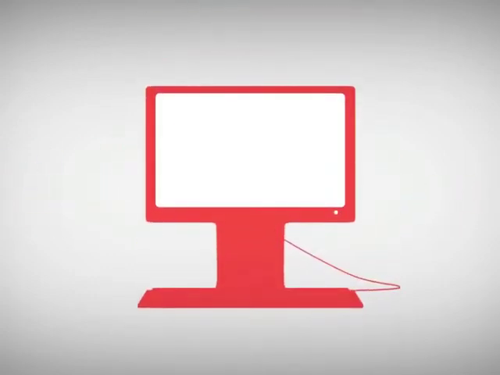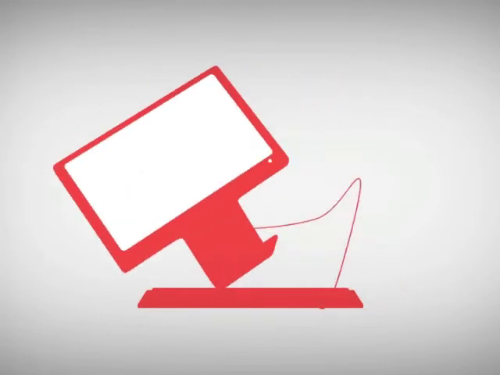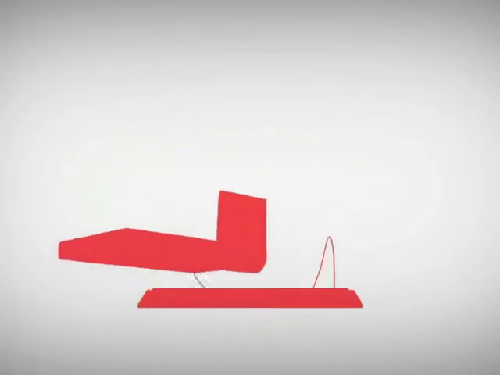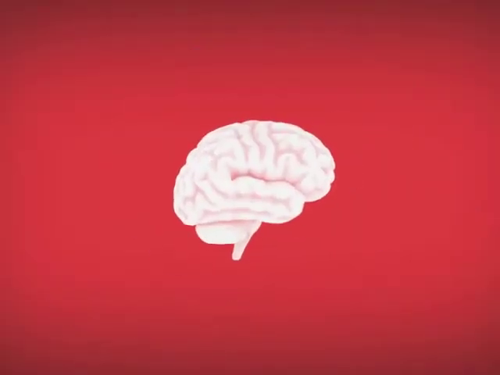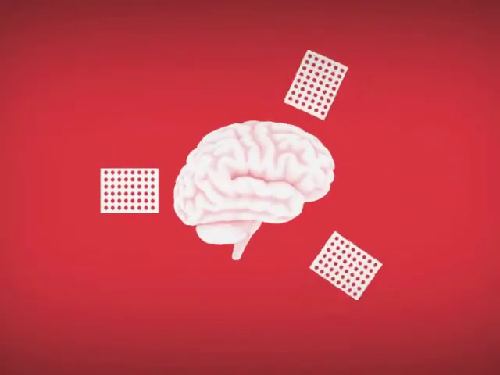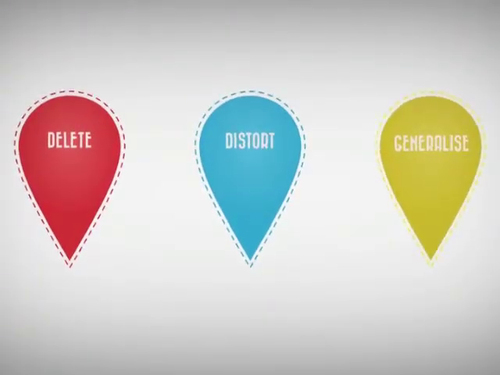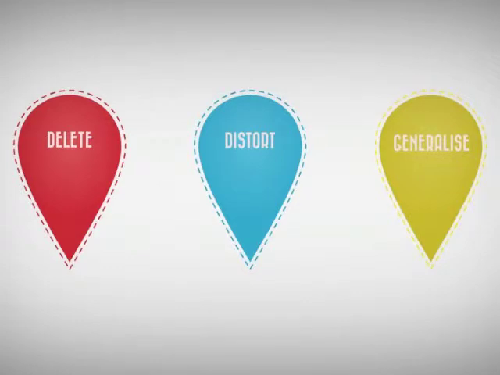But very much like a computer, our brain must filter the information that comes in. Like a computer, if we put too much software onto that computer, the computer crashes. It has too much information. Our brain has a built-in filter, or series of filters. The first thing it does is it deletes, distorts, and generalizes the information that comes into it.